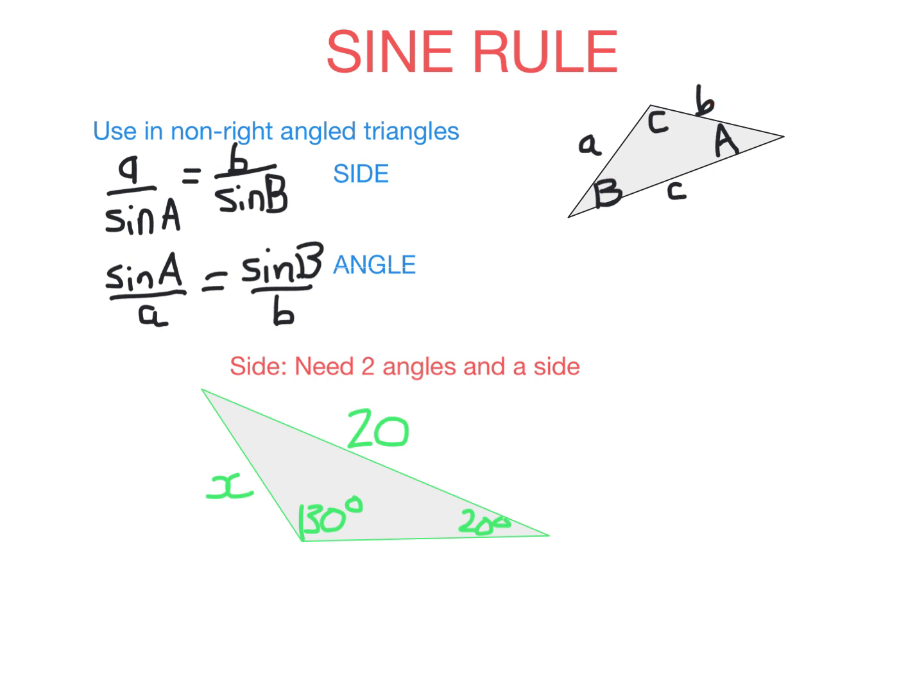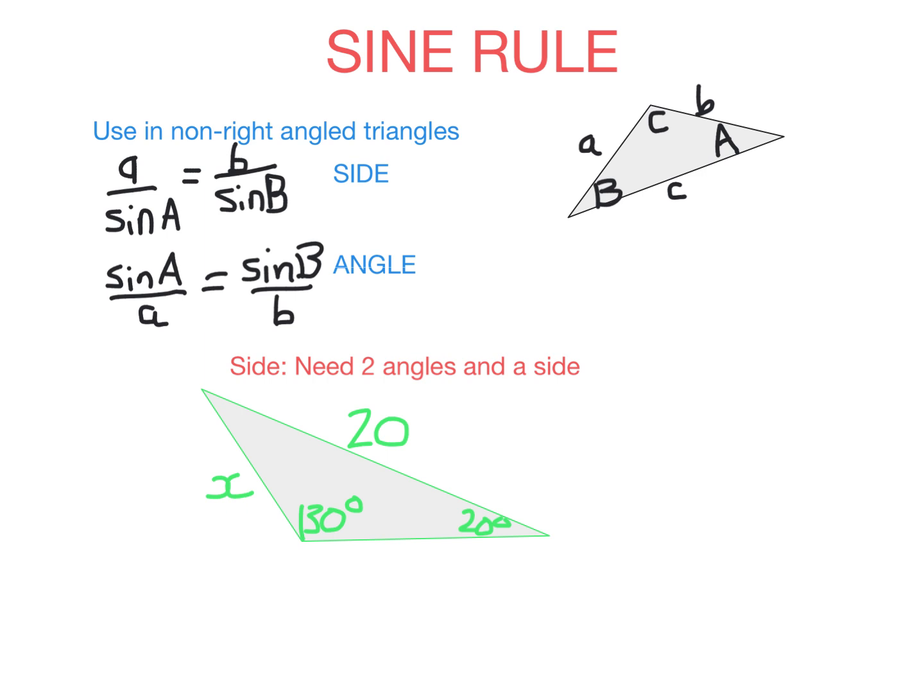So with that in mind, the sine rule is that a over sine A equals b over sine B. Use this formula if you're finding an unknown side, and you can just flip each of these fractions if you're finding an unknown angle. So let's look at this question here. This is clearly a non-right angled triangle. We can't use SOHCAHTOA to find x. We're going to use the sine rule.